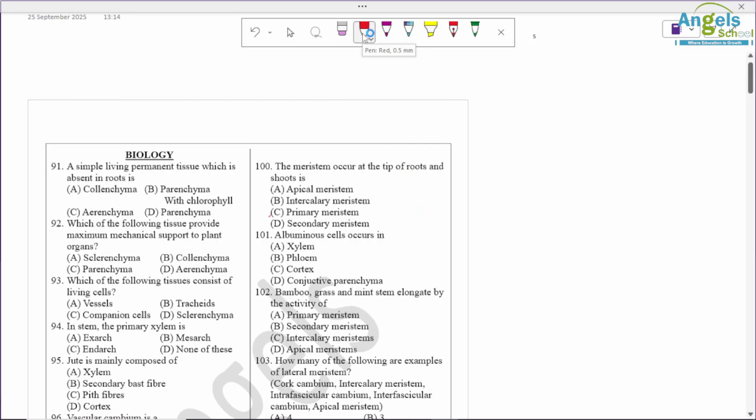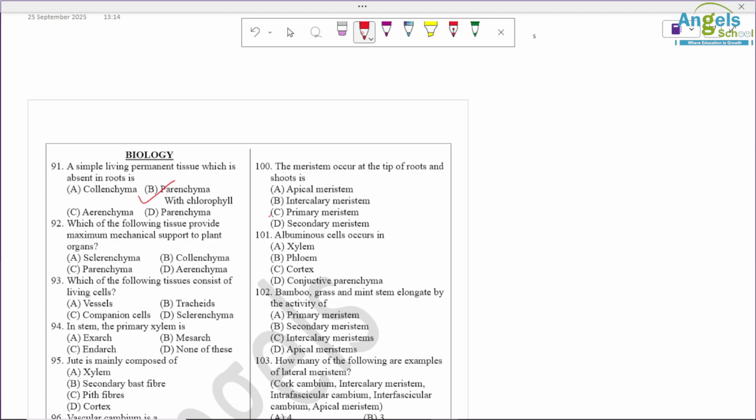Biology question number 91. A simple living permanent tissue which is absent in root. So collenchyma is present, parenchyma is also present, normal parenchyma is also present, but parenchyma with chlorophyll is absent because root does not contain chlorophyll.